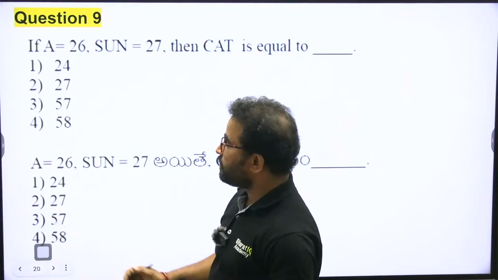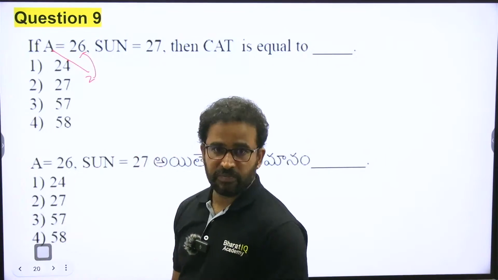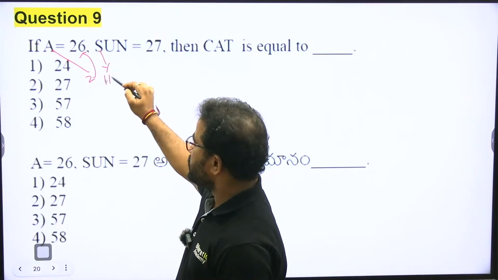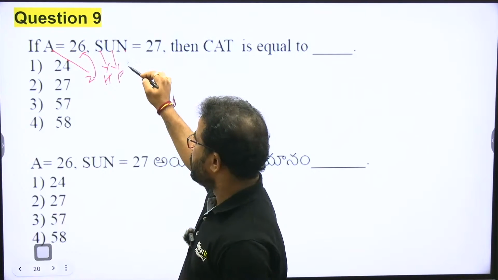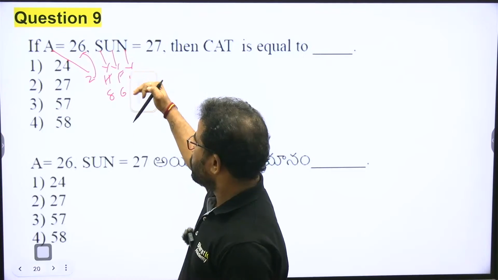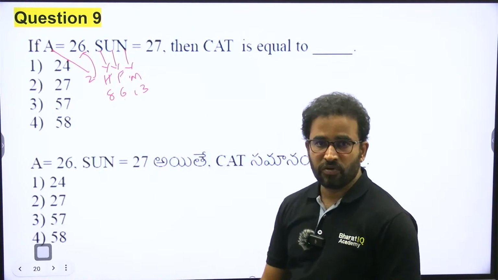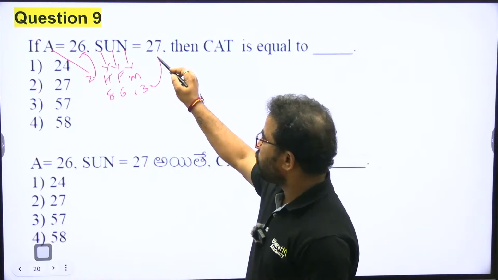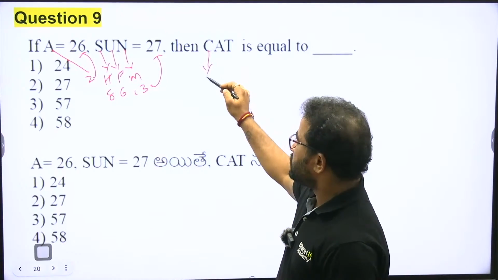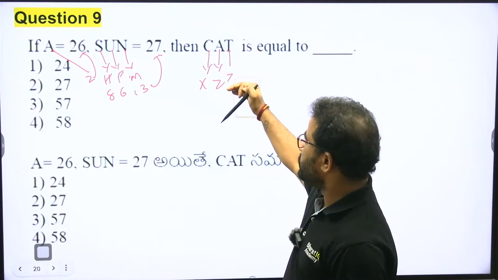Look at this one. In the question they have given A is equal to 26, meaning A's opposite value Z, the place value of Z is 26. Now we need to write down that S's opposite is H, U's opposite is F, N's opposite is M. For example, if I write these place values, M's place value is 13, and 6 plus 8 is equal to 14, 14 plus 13 is how much? We are getting 27. In the same manner, first you can write that C's opposite is X, A's opposite is Z, T's opposite is G.